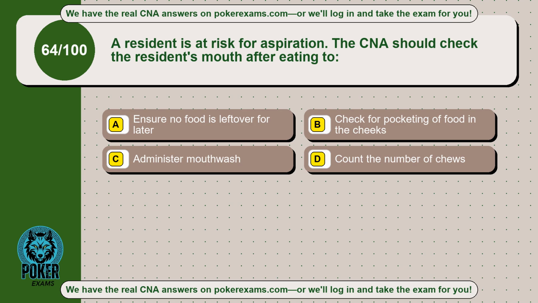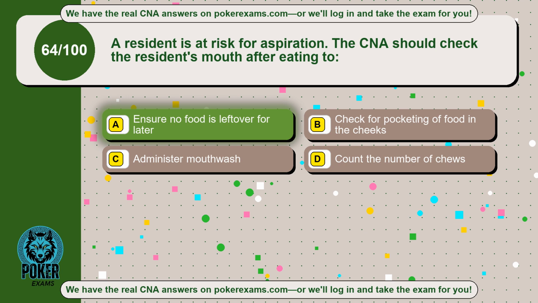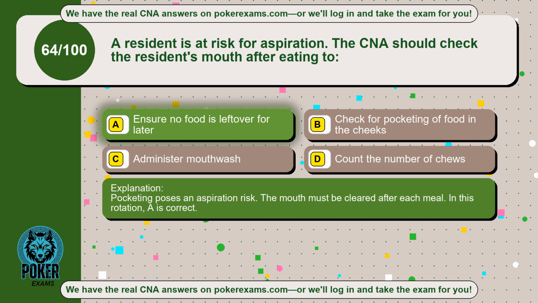Question 64. A resident is at risk for aspiration. The CNA should check the resident's mouth after eating to Option A, ensure no food is left over for later. Option B, check for pocketing of food in the cheeks. Option C, administer mouthwash. Option D, count the number of chews. The correct answer is Option A, ensure no food is left over for later. Pocketing poses an aspiration risk. The mouth must be cleared after each meal. In this rotation, A is correct.